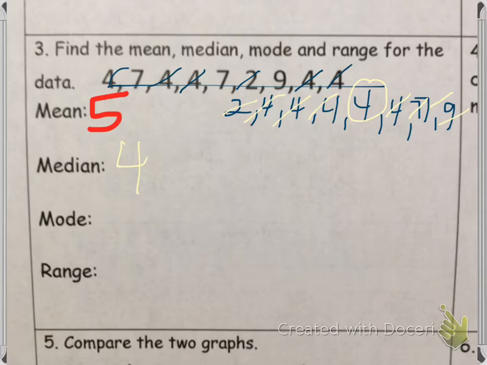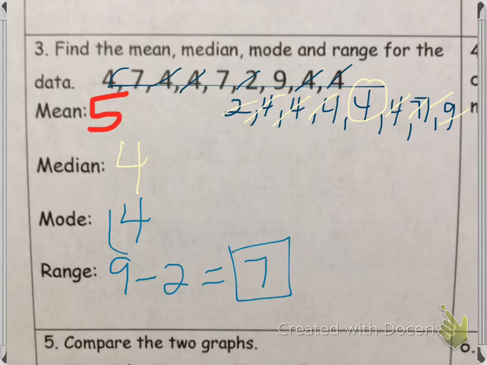Then I think mode's pretty obvious in this case because mode is the number that's repeated the most. There's clearly more 4's there than any other number. And then the range, if you remember, that's the highest number minus the lowest number, which in this case would be the number 7. So there's my mean, median, mode, and range.